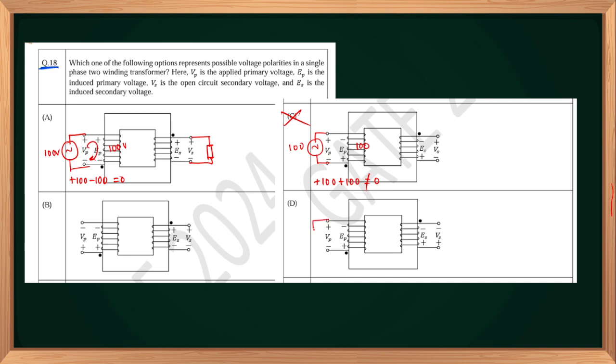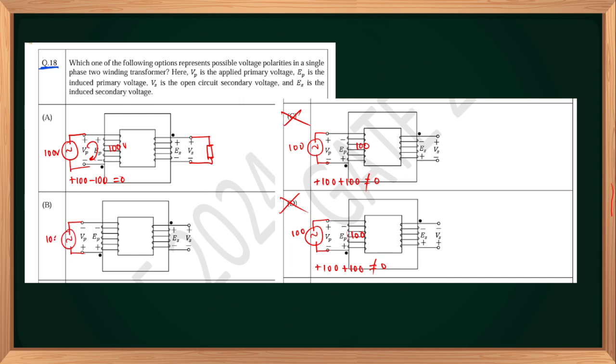Similarly, you look at D. If I supply 100 volts, so plus 100, plus 100, because EP is also 100 now. Leaving polarity, I'm considering plus 100 plus 100 is equal to 0. So 200 is not equal to 0, right? So D option is also not satisfying. So A option is satisfying.